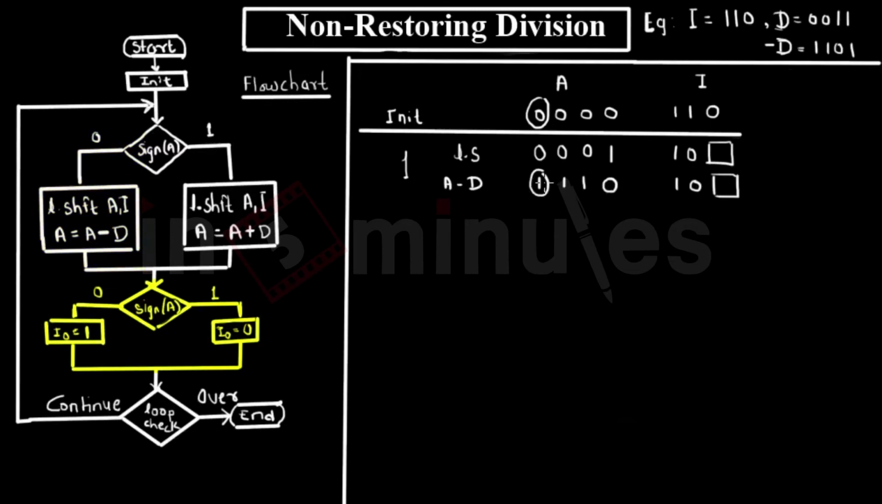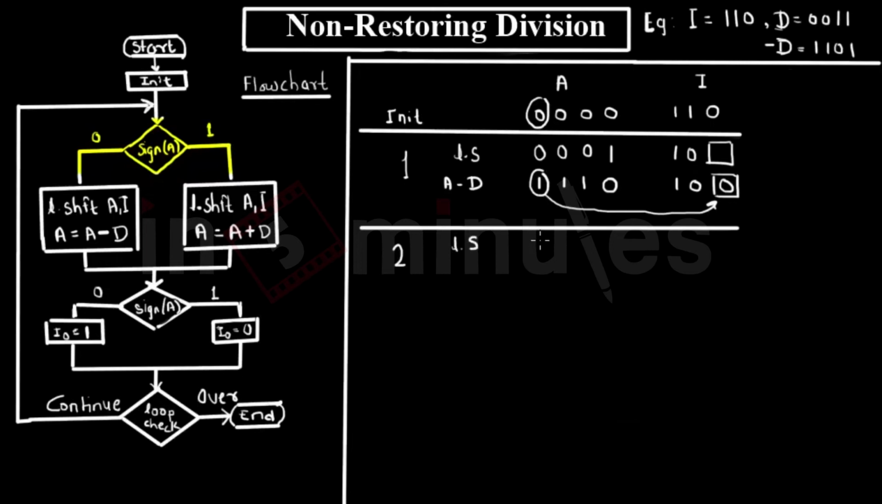Now let's check the value of A here. Again, assign the opposite value to the I0. So I0 is now 0. First iteration is complete. The second iteration, again we are checking the value of A here.